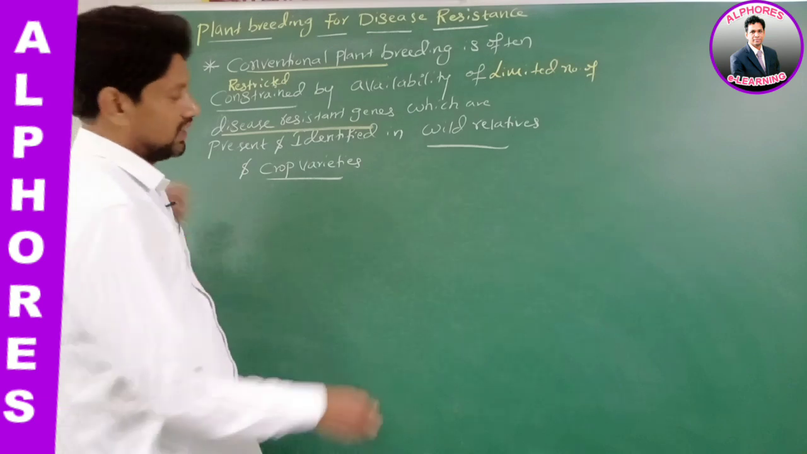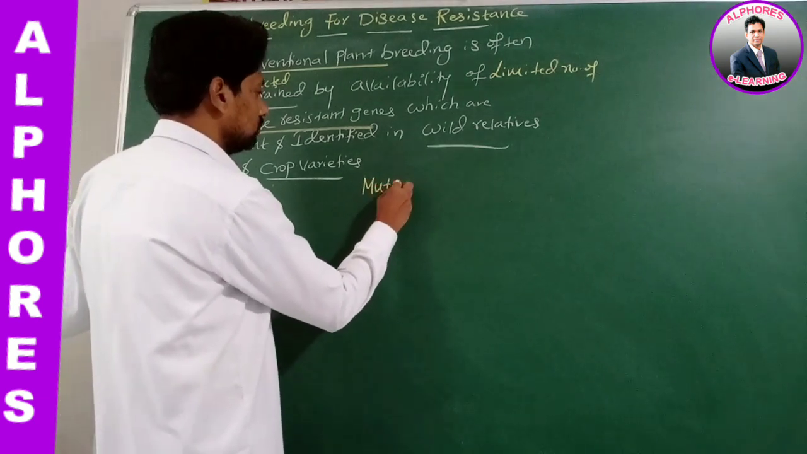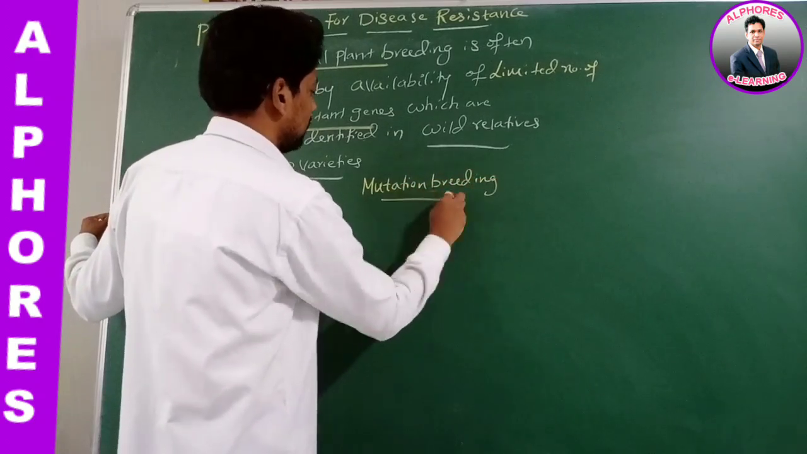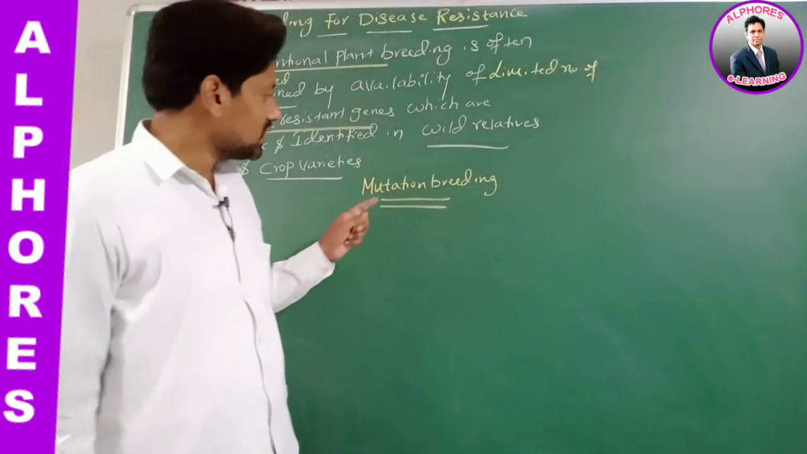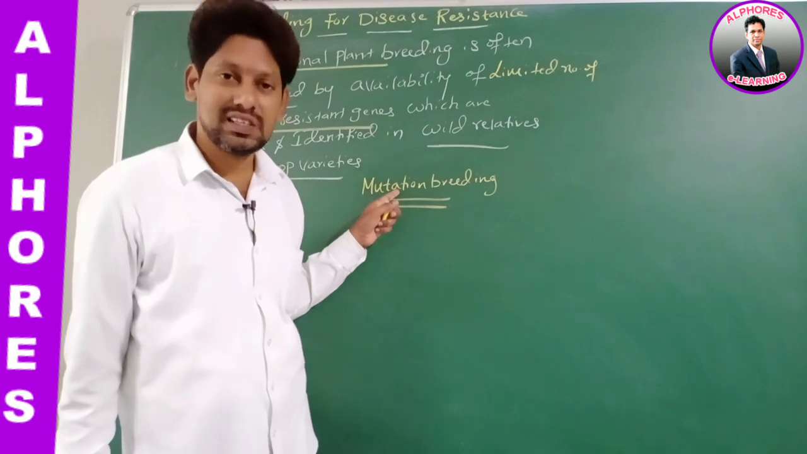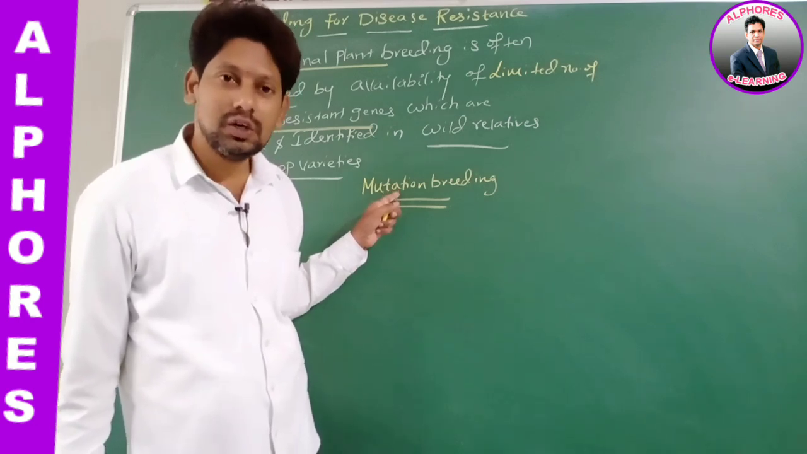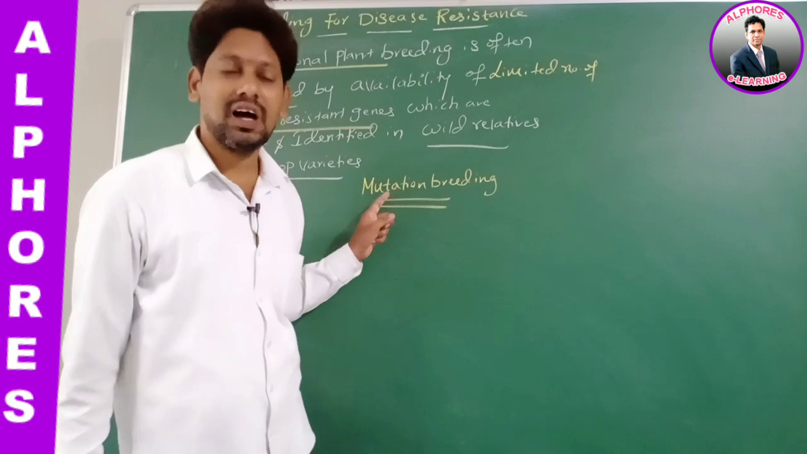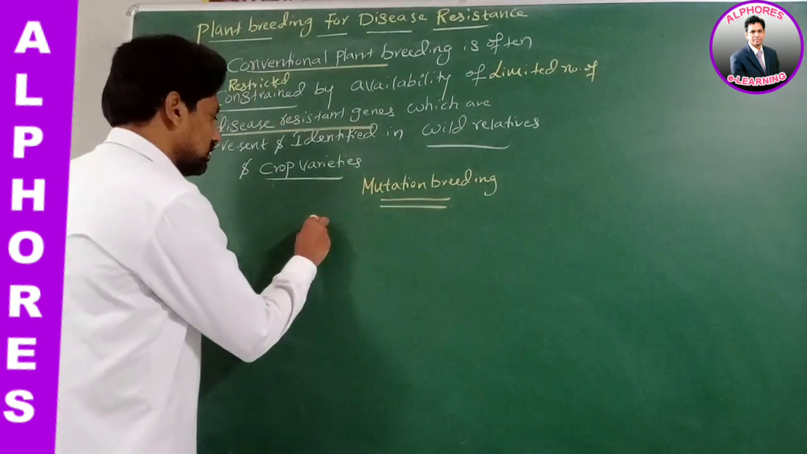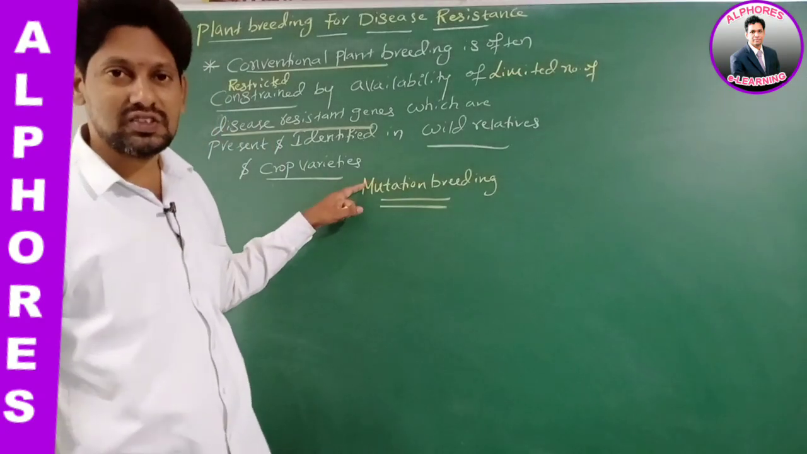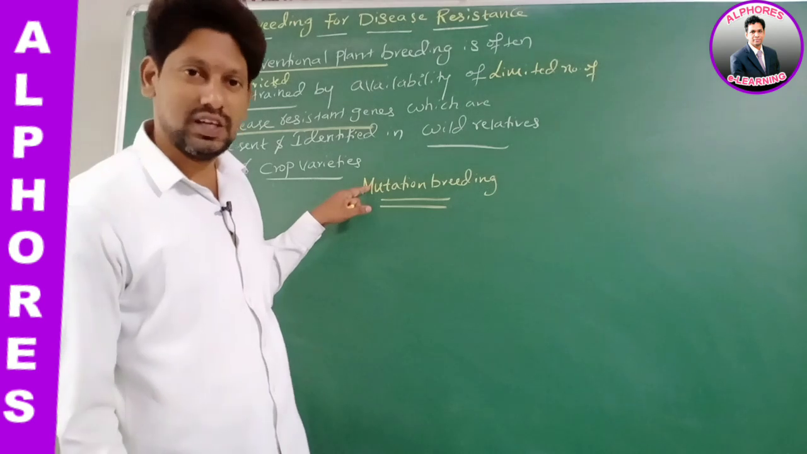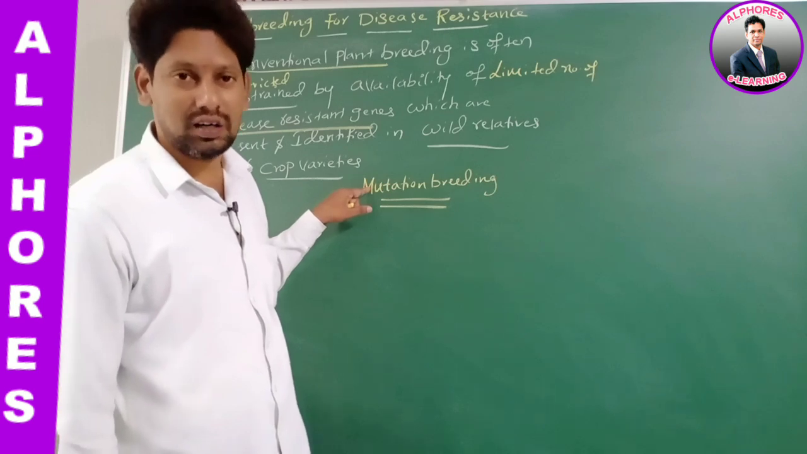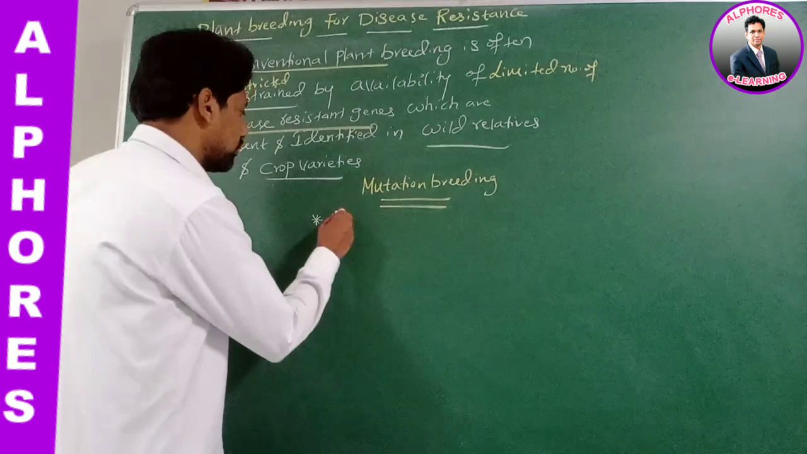Now go for mutation breeding. Now listen here. Mutations. What is the meaning of mutations? Sudden heritable changes in the genotype of an organism are called mutations. Now listen to this statement. During mutations, the genotype of an organism changed or not? Changed. Genotype means genetic makeup. Therefore, gene change came. During what? Mutations.